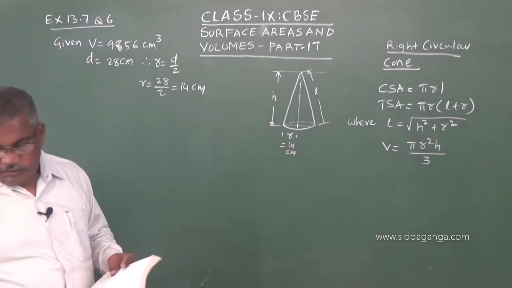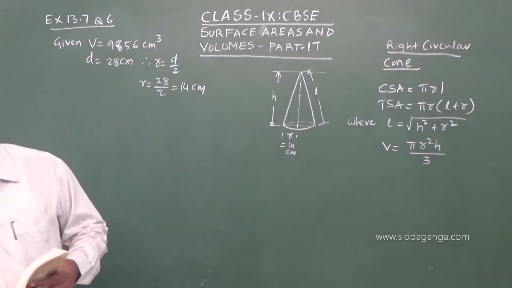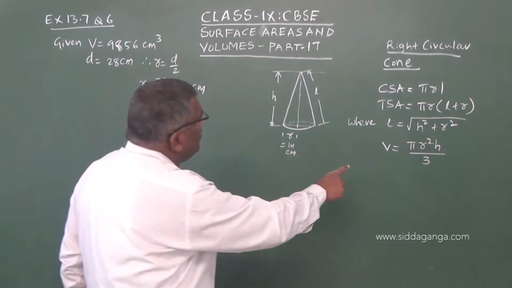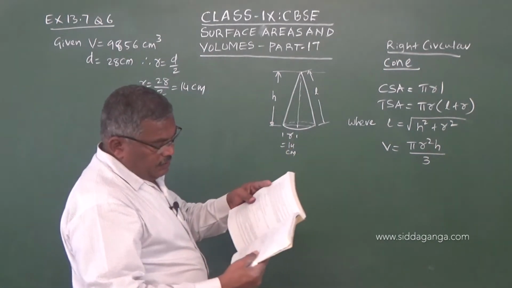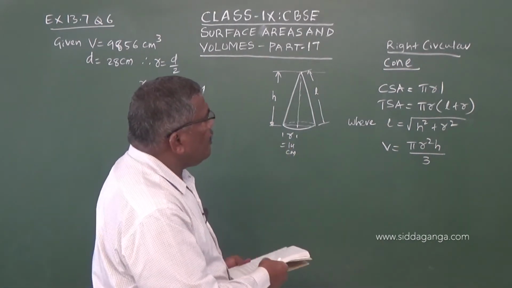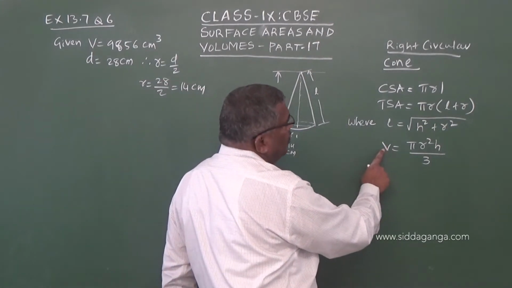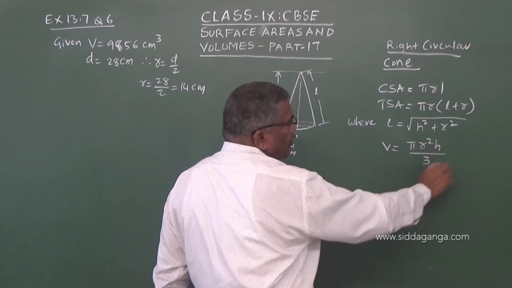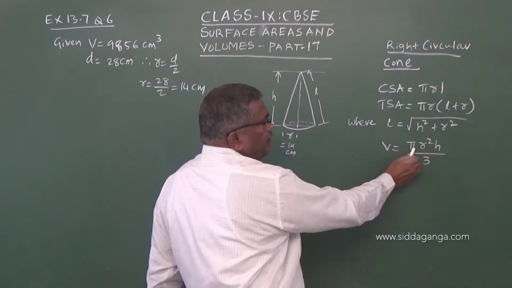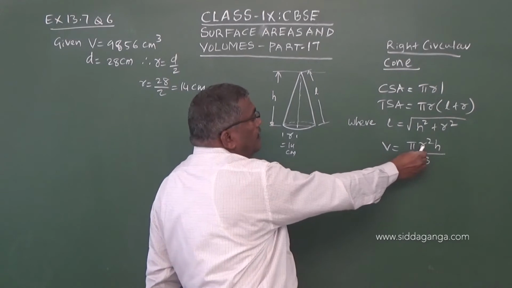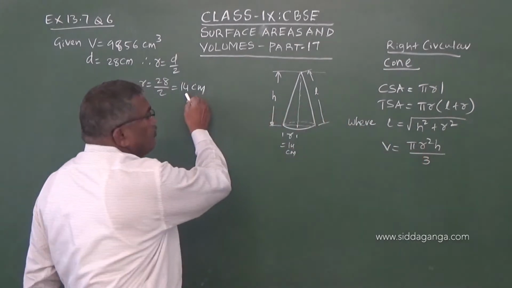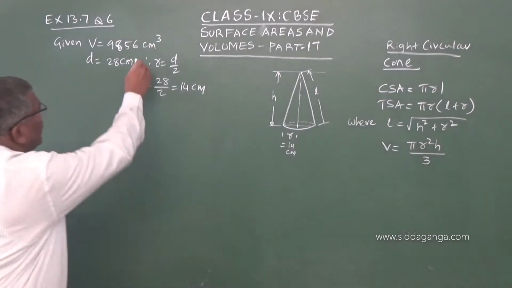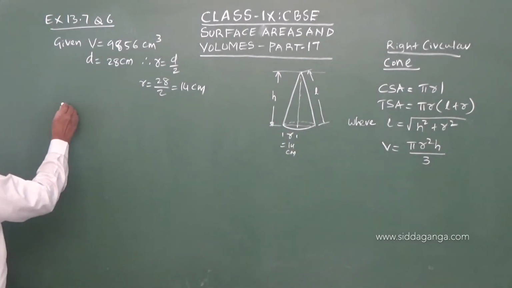So now, we have calculated the radius. So first thing is the height of the cone. We have to find out h. You can see this formula. Volume is equal to pi into r square into h. In this particular formula, we have volume. Pi value is 22 by 7. r is given, that is 14 centimeter. h we have to calculate. So with this data, you can solve like this.